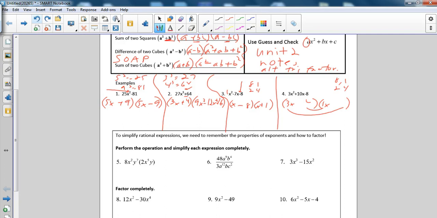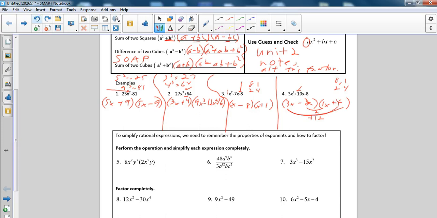So now I'm going to try 2 and 4. 4 times 3 is 12, 2 times 1 is 2. Now, 12 minus 2 does give me 10, and 2 minus 12 gives me negative 10. What do I want? A positive 10. Therefore, I want a positive 12. I follow the line, positive, negative.